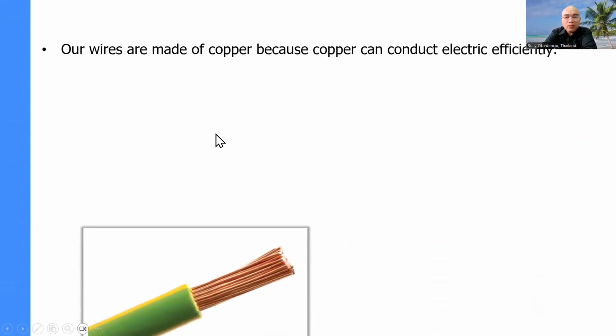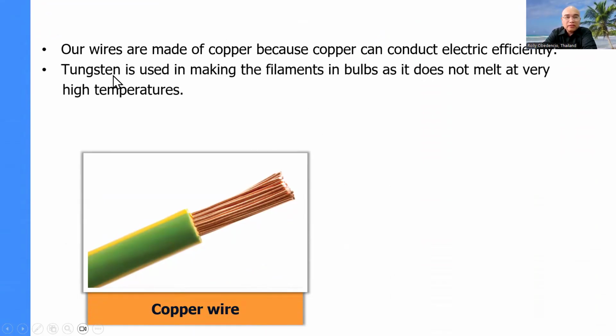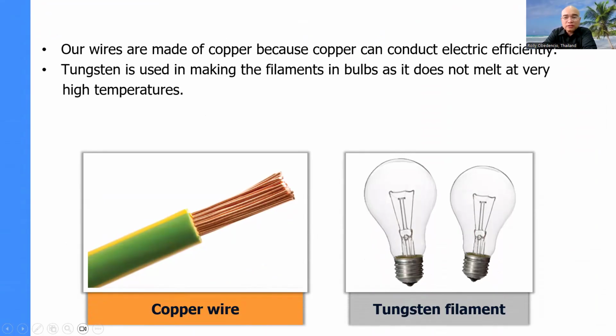Okay? Our wires here are made of copper, because copper can conduct electricity efficiently. Copper wire. Tungsten is used in making the filaments in bulbs, as it does not melt at very high temperature. This area here. Tungsten filament, remember the filament?